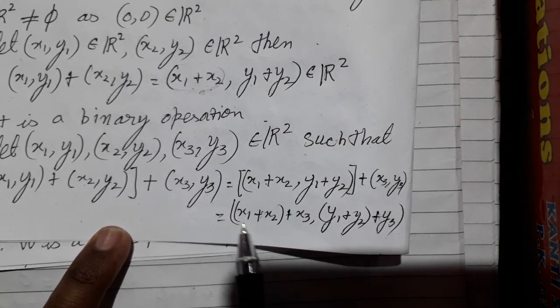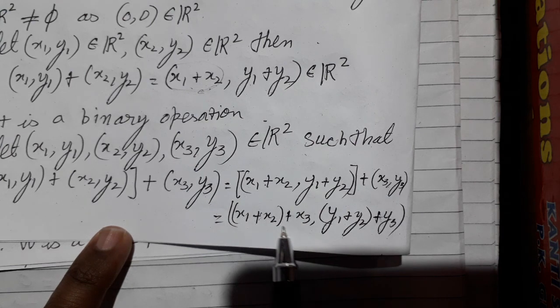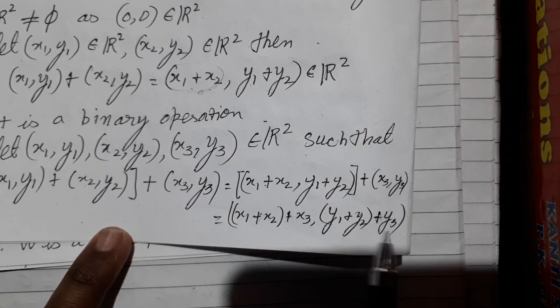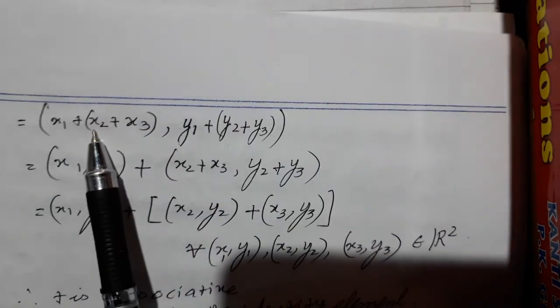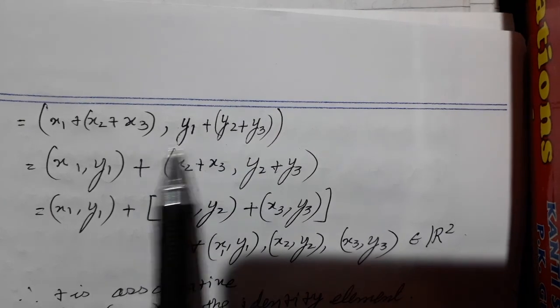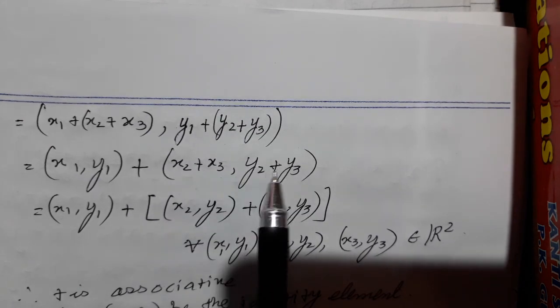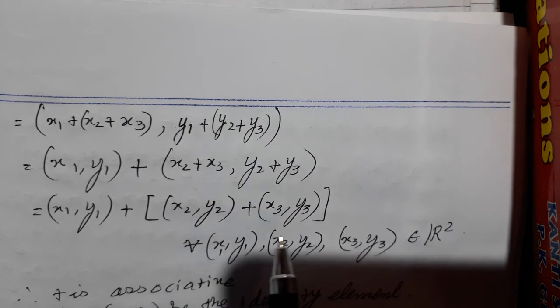So here we can apply the associative law of real numbers. We are not interchanging the bracket directly, we are applying the associative law of addition for real numbers. Since all are real numbers, we can apply the associative law of addition for real numbers. Here also we can apply it. So we can interchange the bracket, and we get this because of the associative law. And here also, this can be separated as x1, y1, and here we get x2, y2 plus x3, y3. So it satisfies the associative law.